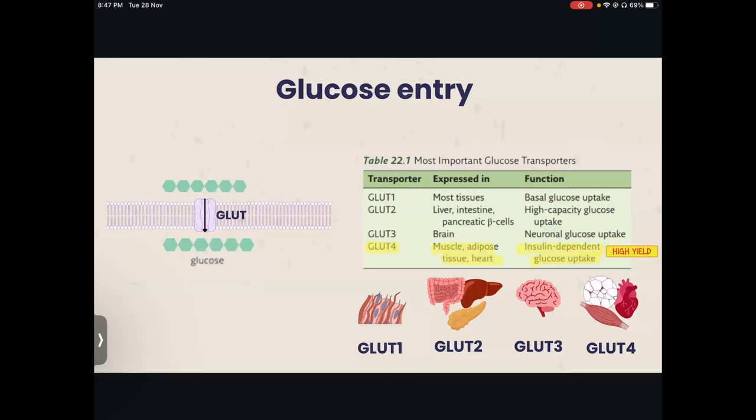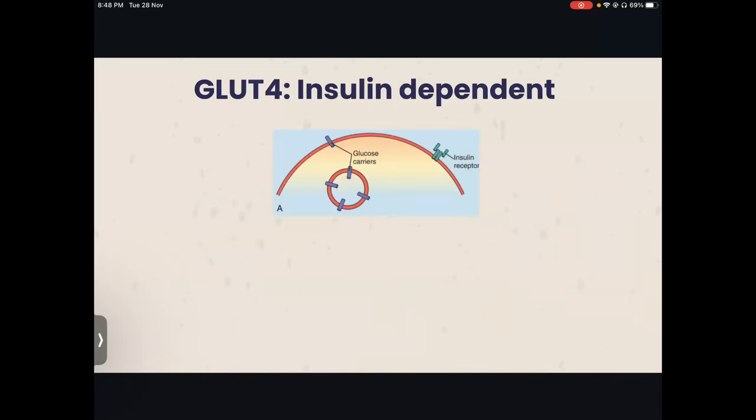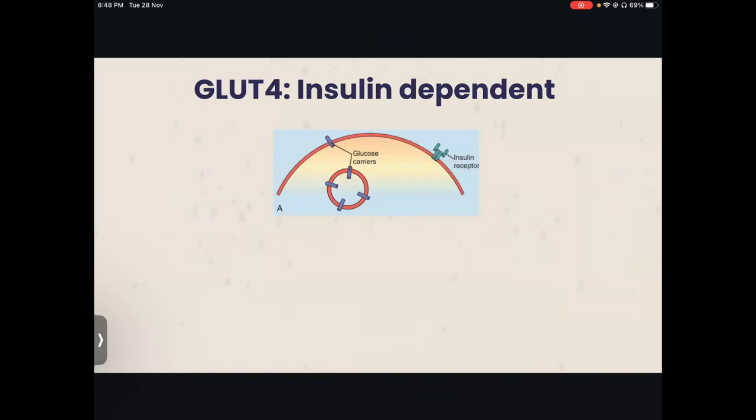And when did we say insulin was present? When you have a lot of glucose in your blood. So it's dependent on the insulin that is released when you eat a carbohydrate-rich meal. Only then is it expressed in these cells of the muscle, the adipose, and the heart in order to take up glucose. Now, again, to reiterate, and this is just a reminder, these boxes are just there to remind you that insulin wants to get glucose out of the blood and into cells. Okay. And this is high yield. This is a very important concept to remember because they can ask you about it.